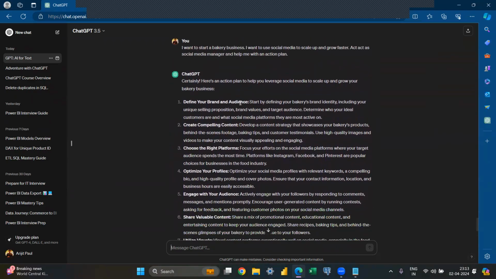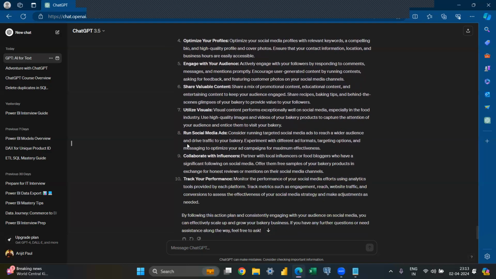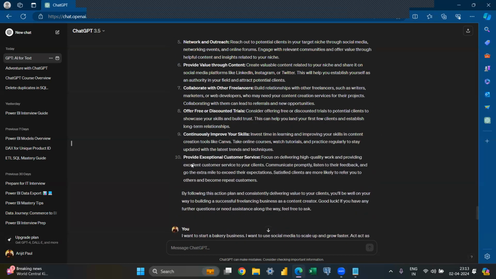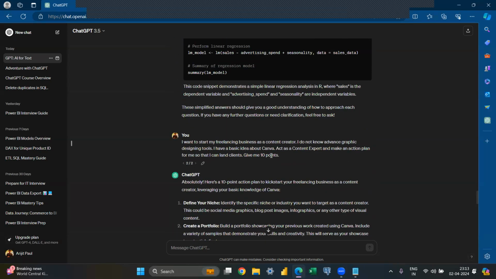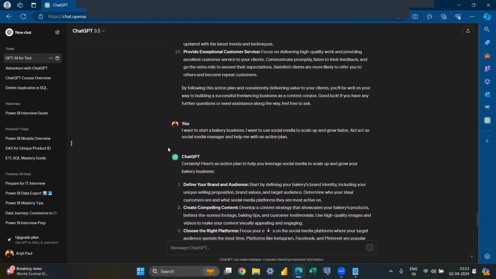So here we got an action plan which a social media manager will use to grow the business. First, it starts with define your brand and audience. Create compelling content, choose the right platforms, optimize your profiles, engage with your audience, share valuable content, utilize visuals. See here it takes 10 points because previously I said give me 10 points. And to the next also ChatGPT gave 10 points. So if we use ChatGPT in a single window, if we are not clicking on new chat, it will remember. If we click on new chat, it will give us a new window and the conversation will start from the beginning.